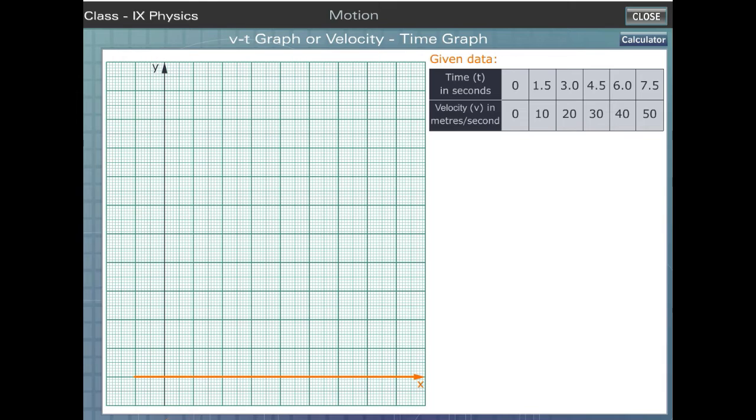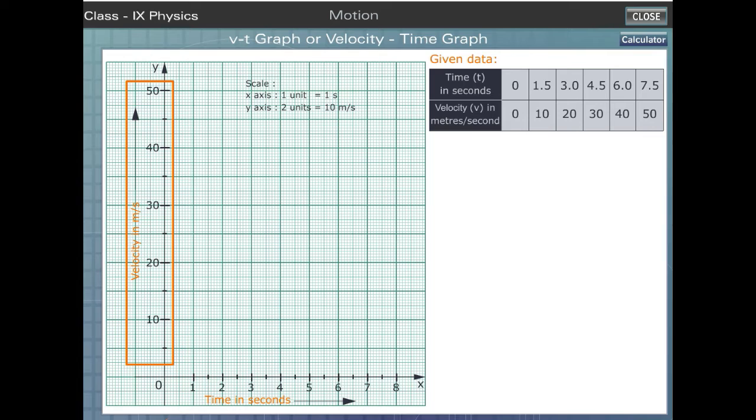The horizontal line is called x-axis and the vertical line is called y-axis. The point of intersection of x-axis and y-axis is called origin. Plot the independent variable on the x-axis and the dependent variable on the y-axis. That is, plot time on the x-axis and velocity on the y-axis.